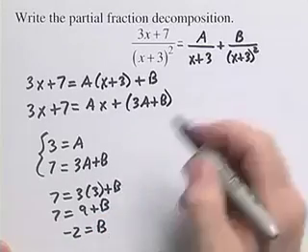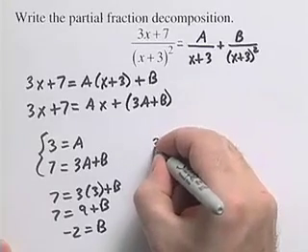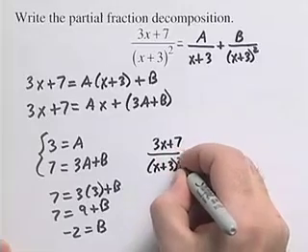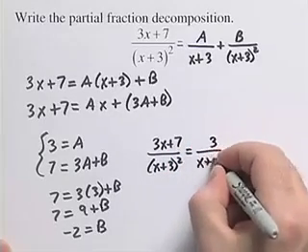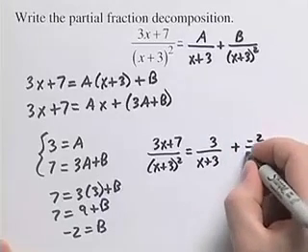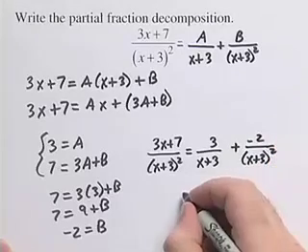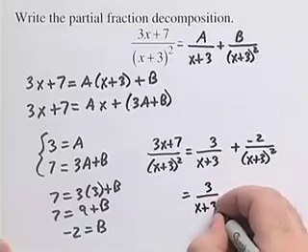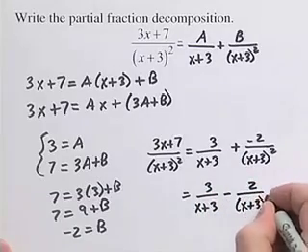Since we know what A and B are, we can do our partial fraction decomposition. And we'll say that 3x plus 7 divided by x plus 3 quantity squared is equal to 3 divided by x plus 3 plus negative 2 divided by x plus 3 quantity squared. We could bring the negative down if we want and say that's 3 over x plus 3 minus 2 over x plus 3 quantity squared.